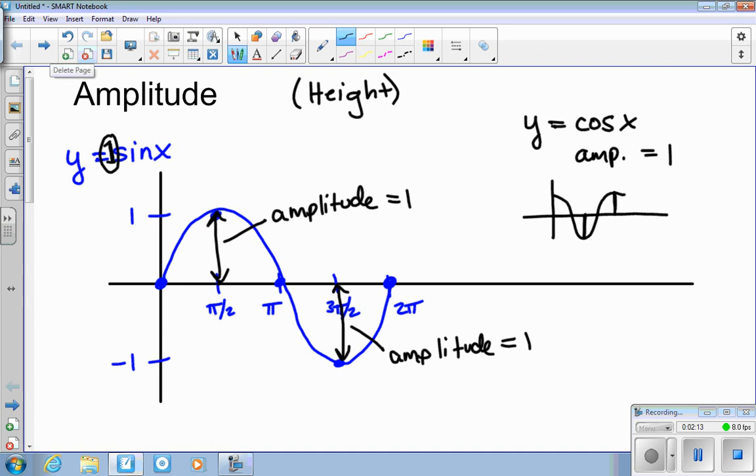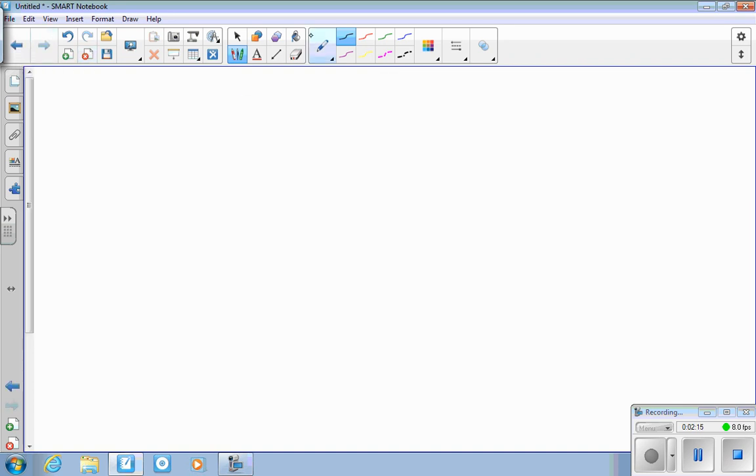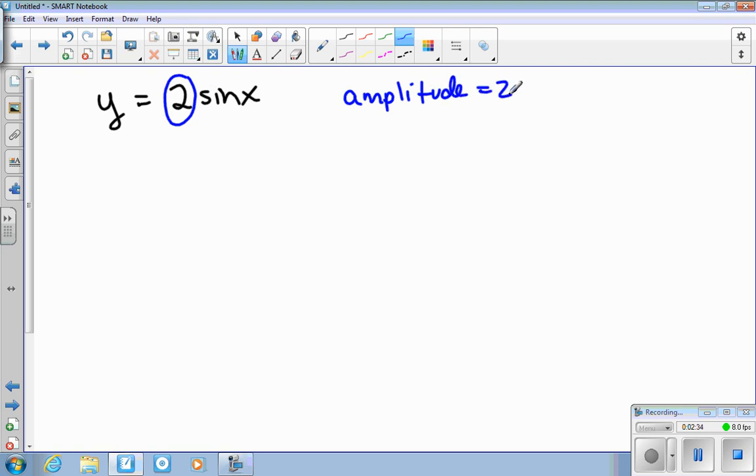So let's see one that's not 1. y equals 2 sine of x. What's going to happen here is that this number in front tells you the amplitude. So I know that the amplitude for this function 2 sine x is equal to 2, which means that the distance from the center, the x-axis, to the peaks should be 2 instead of 1.